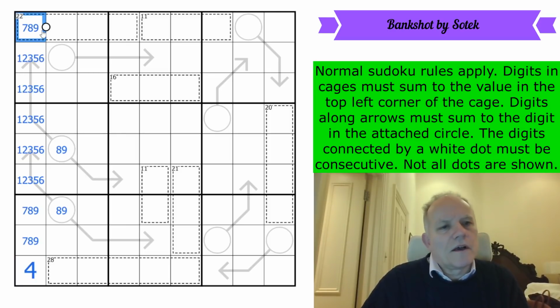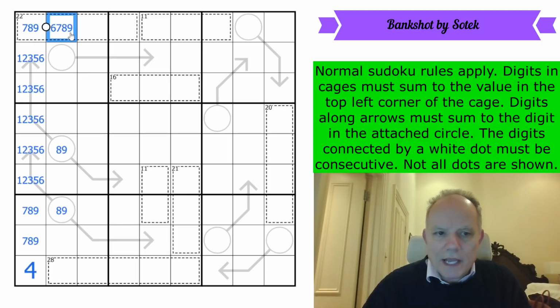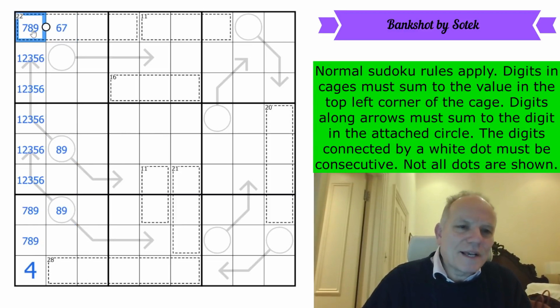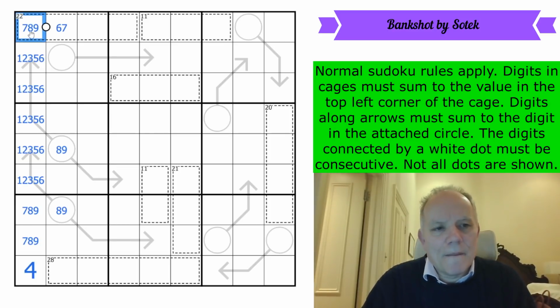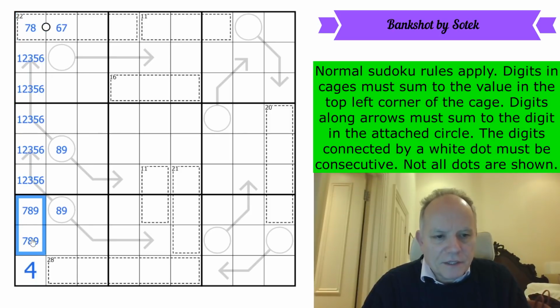This 7, 8, or 9 is on a white dot. So this cell has to be a consecutive number to that. And it's 6, 7, 8, or 9. But wait, it's not 8 or 9 because they already appear in the column. So that's 6 or 7. And now this can't... Oh, this is brilliant. Now this can't be 9 because that wouldn't be consecutive with either 6 or 7. So that can be 7 or 8. 9 in this column must be in one of these 2 cells, and therefore this is not 9 because it's in the same box. That's really pretty.